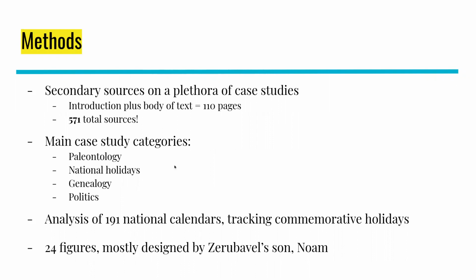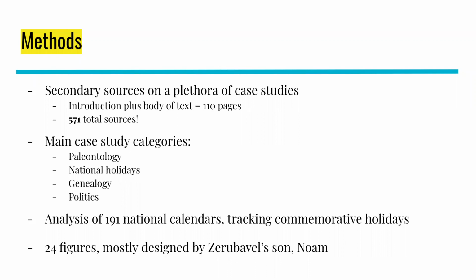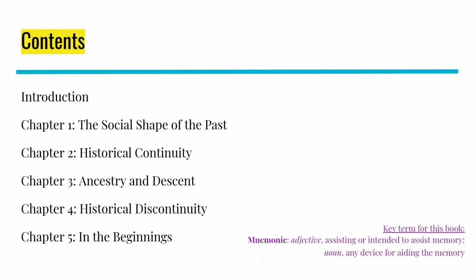The case studies fall into the categories of paleontology, national holidays, genealogy, and politics. And for original analysis from primary resources, he analyzes 191 national calendars tracking commemorative holidays, which will come up in one of the figures, but most of the research is through secondary sources of case studies. The contents are an introduction and 5 chapters. I'll get into those in detail individually.